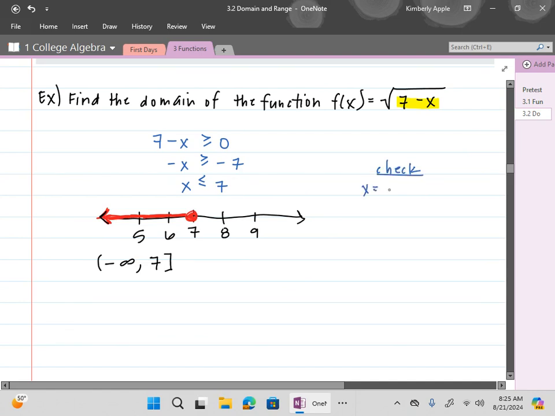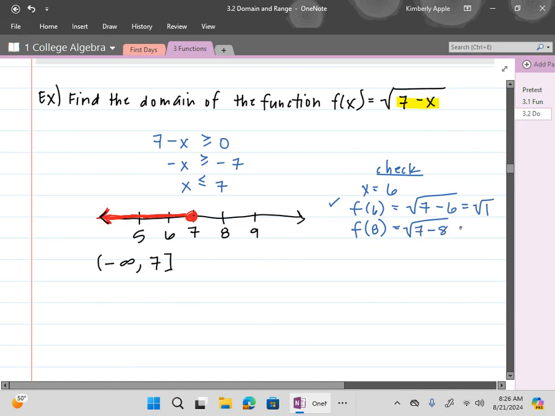Let's check x equals 6. So f of 6 is going to be the square root of 7 minus 6, which is the square root of 1, which is totally fine, right? Is that cool to do? Fantastic. That one works. So now let's check one that is not in our domain. Let's do f of 8, because that's definitely not in this interval, correct? Okay, so let's see what happens.